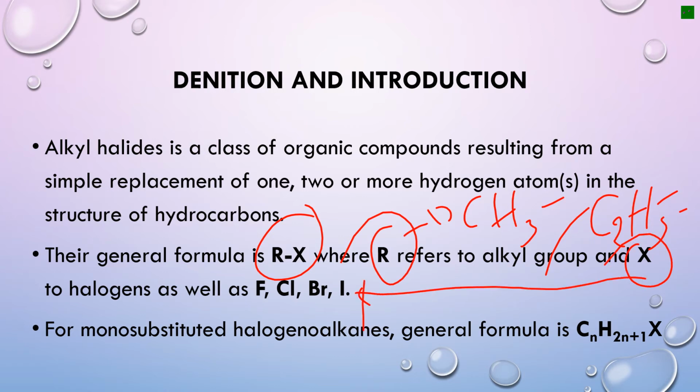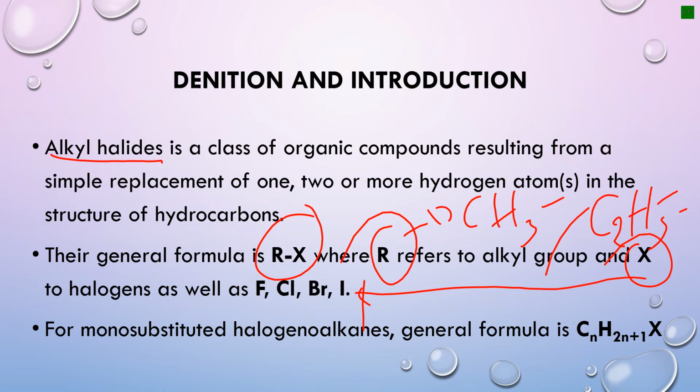The halogen, represented by X, is the one we have said may be fluorine, chlorine, bromine, and iodine. So if we combine alkyl and halide, they will form alkyl halides. This is where the name alkyl halide comes from.